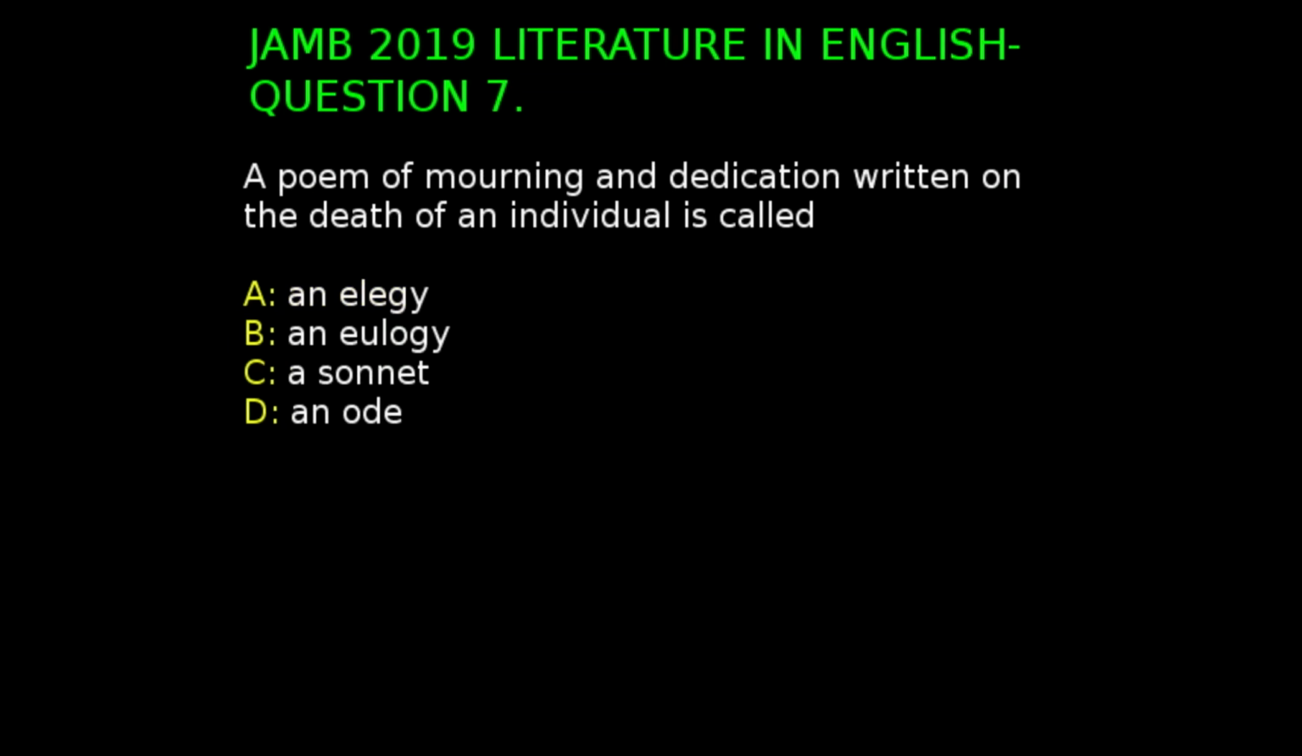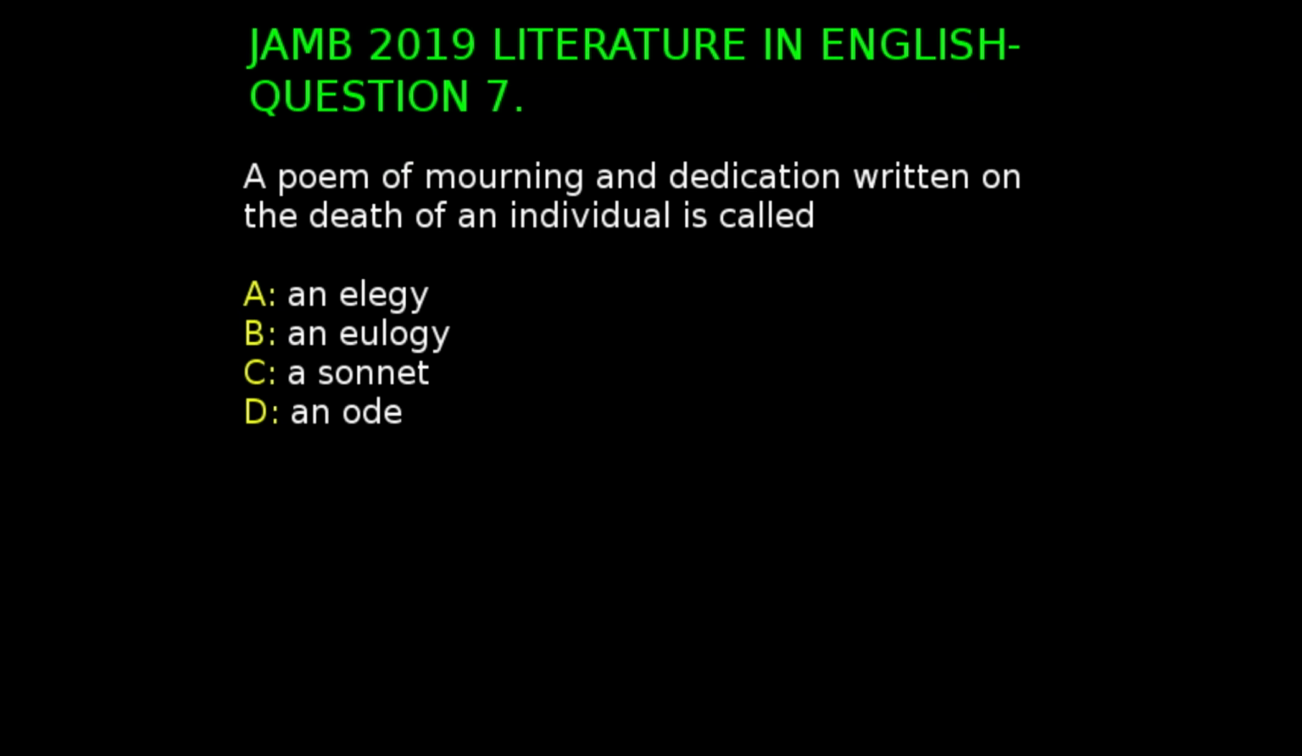The question says, a poem of mourning and dedication written on the death of an individual is called A. An elegy, B. An eulogy, C. A sonnet, D. An ode. To understand and select the correct answer to this question, I'd like to first of all define the four options. The first option, A, says an elegy.